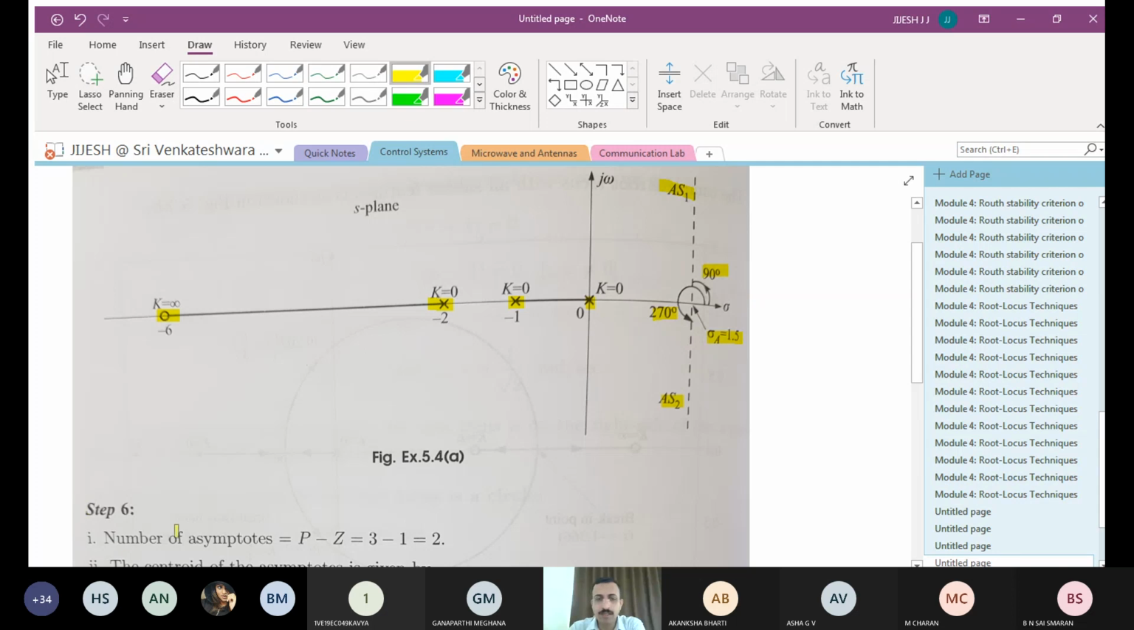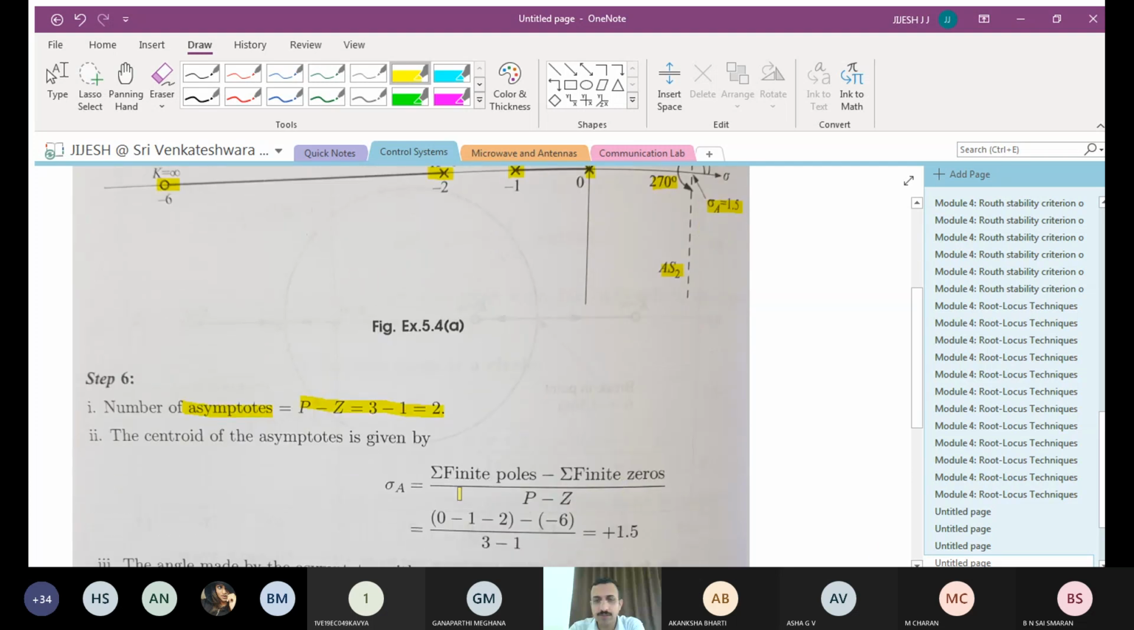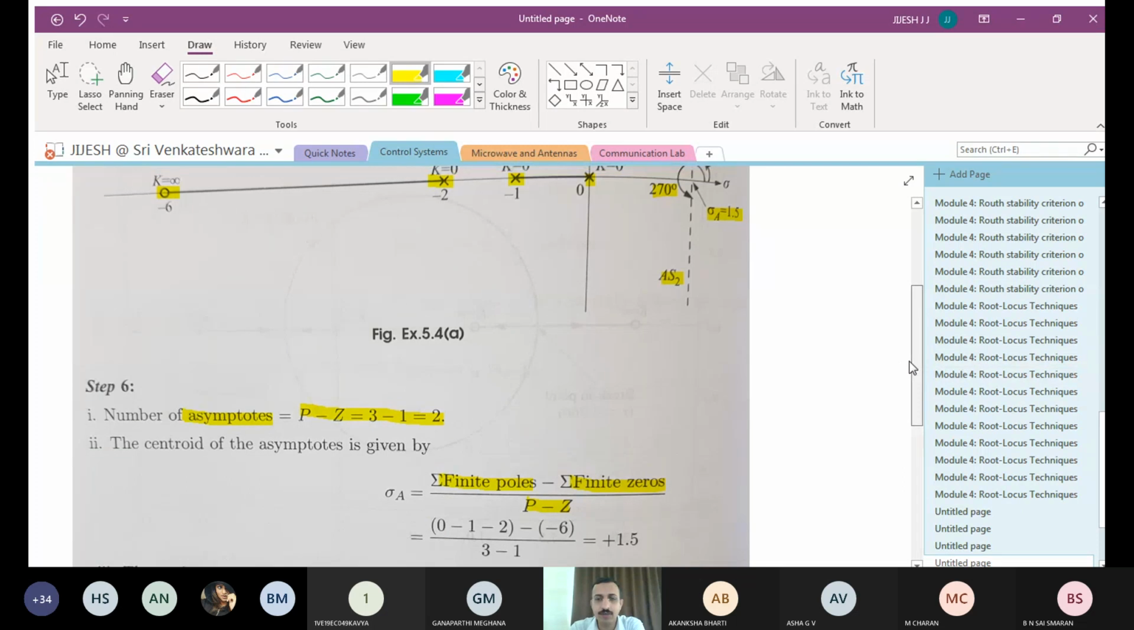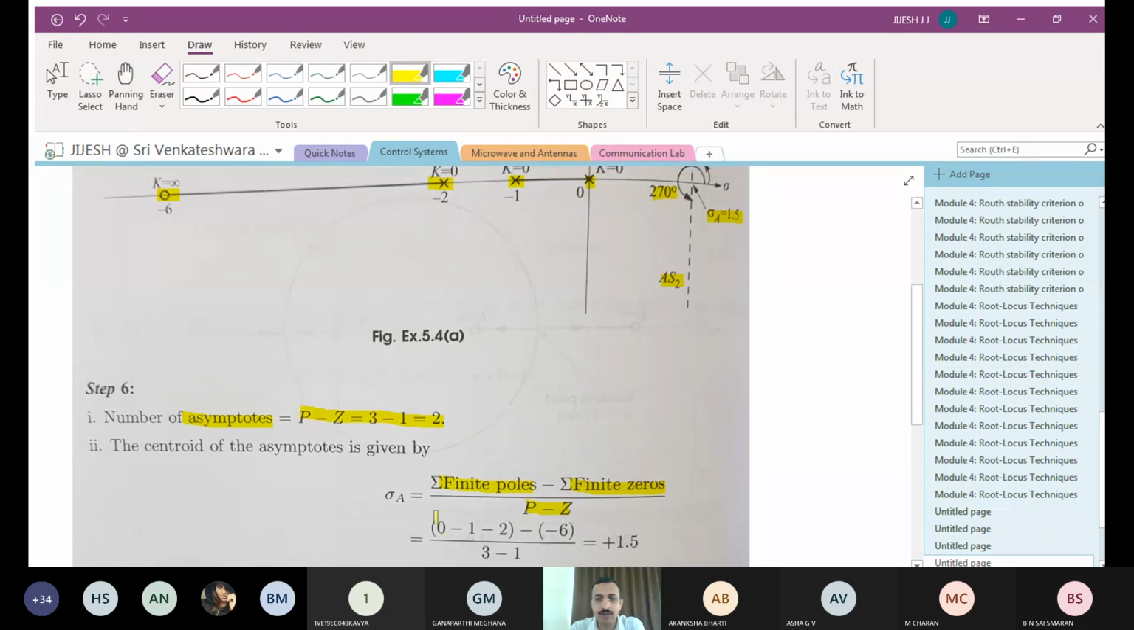The number of asymptotes is given as the number of poles minus the number of zeros. Number of poles is 3 and number of zeros is 1, so 3 minus 1 is 2. To calculate the centroid, you have the equation: summation of finite poles minus summation of finite zeros, divided by the number of poles minus the number of zeros. The poles are 0, -1 and -2, and the zero is -6. So I take the summation of 0, -1, -2 minus (-6), divided by 3 minus 1. I get 1.5.